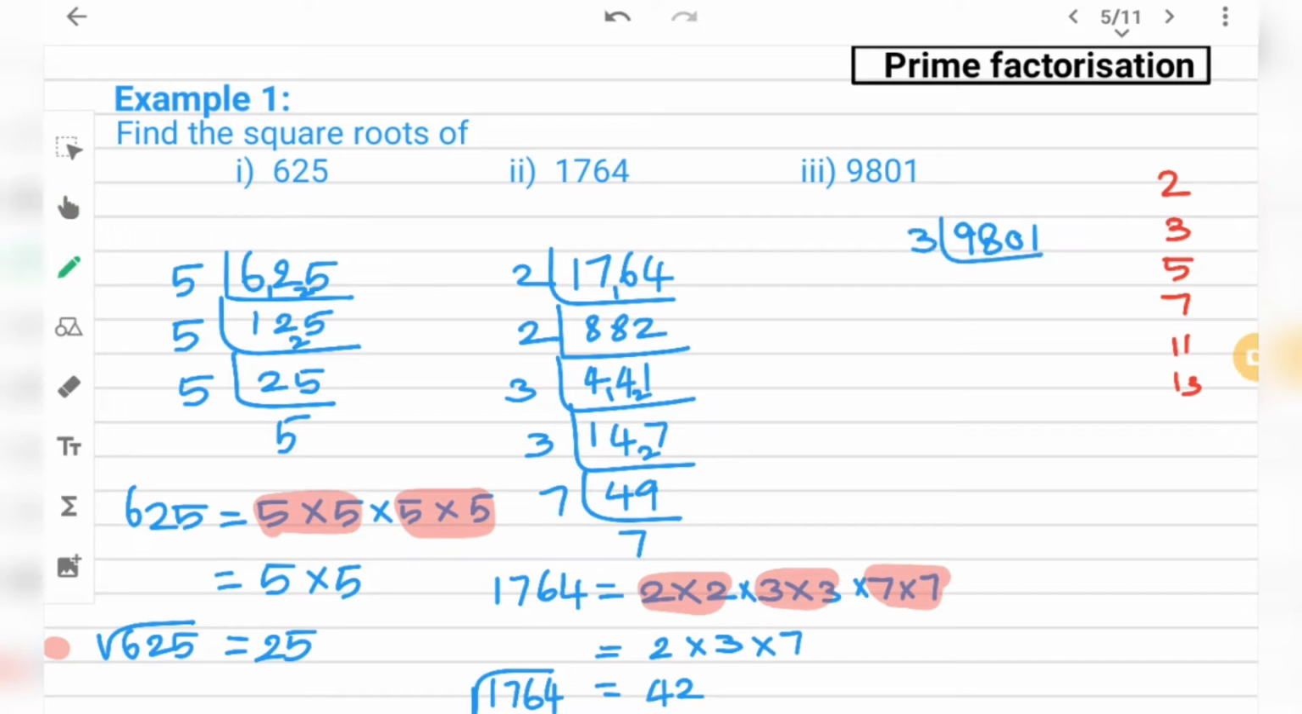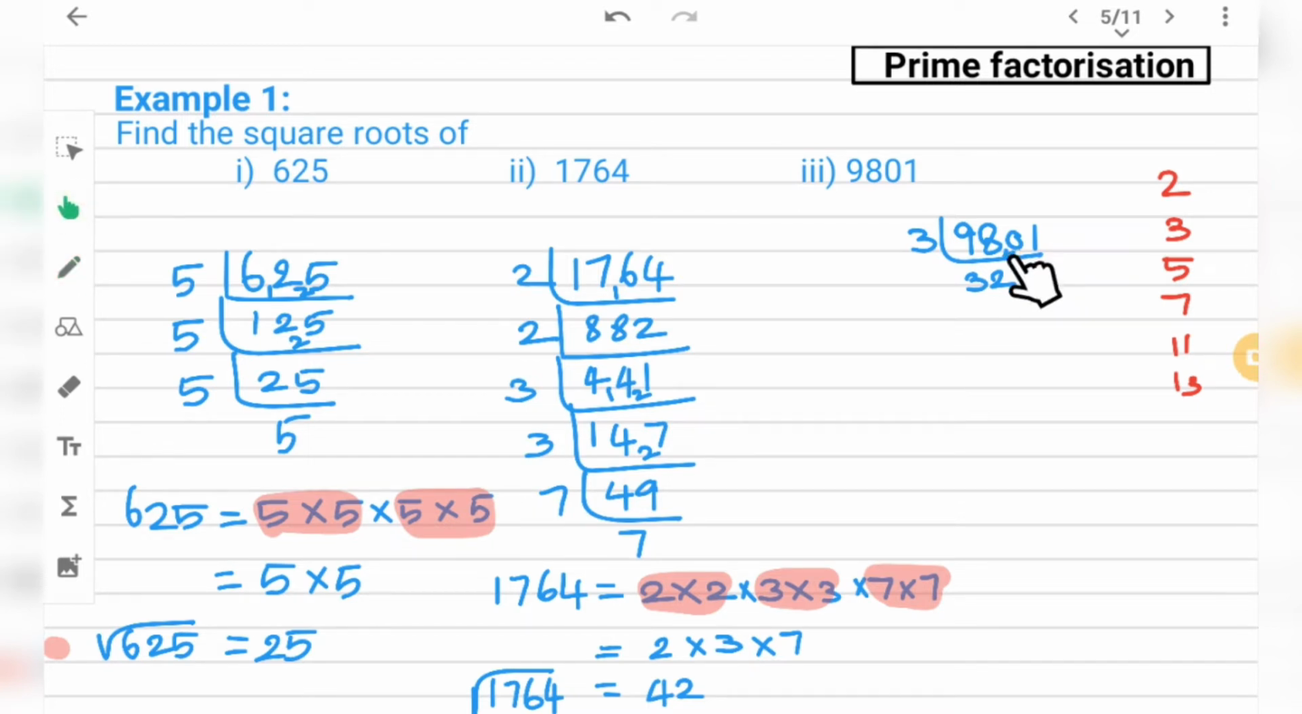In 9, how many 3's are there? 3. 3 3's are 9. And is there a balance? No. In 8, how many 3's are there? 2. 3 2's are 6. Right? And here the balance is 2. So, shall I write it here?